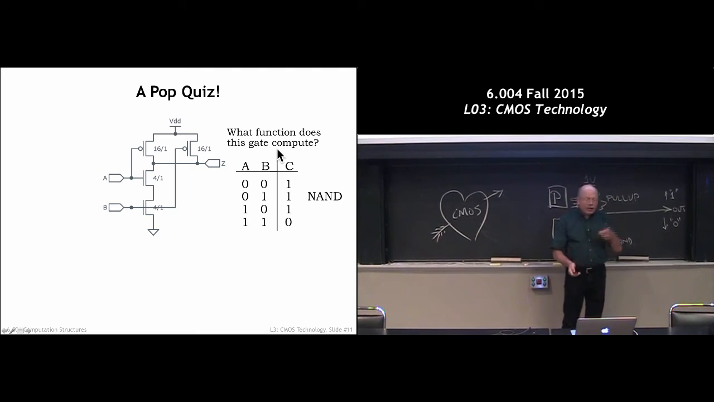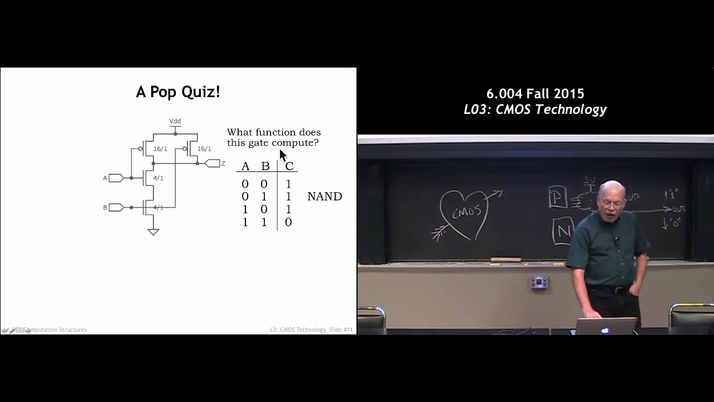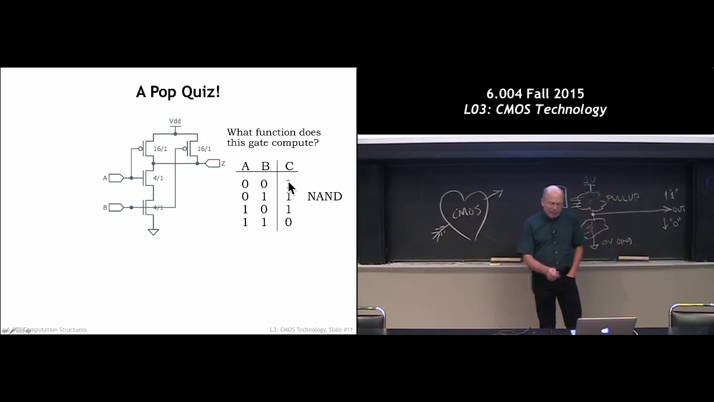You should be able to take a transistor diagram of a CMOS gate and make a truth table and tell me what the truth table is. And then after a while, you'll quickly recognize those truth tables as having particular names.